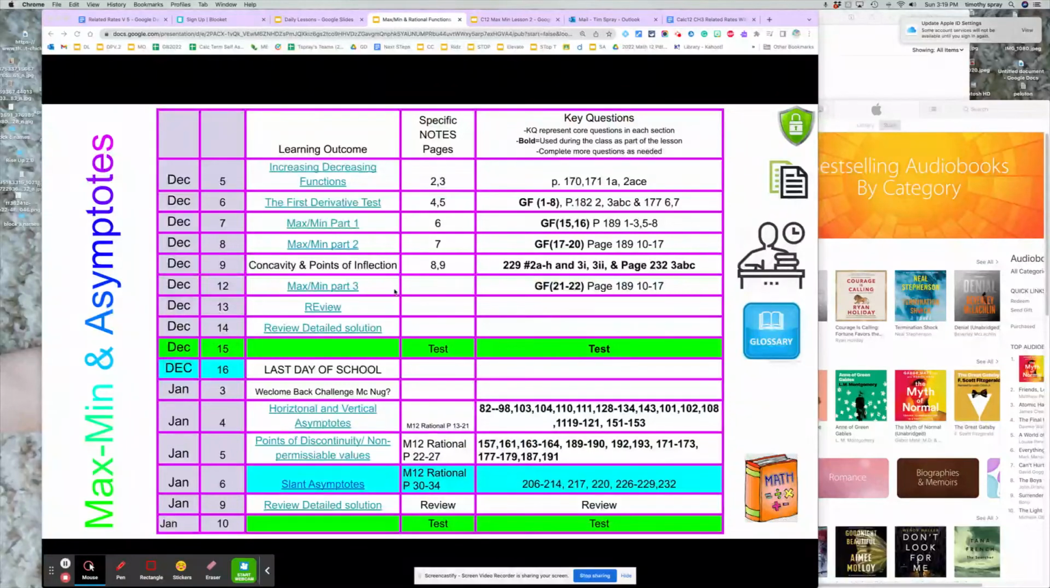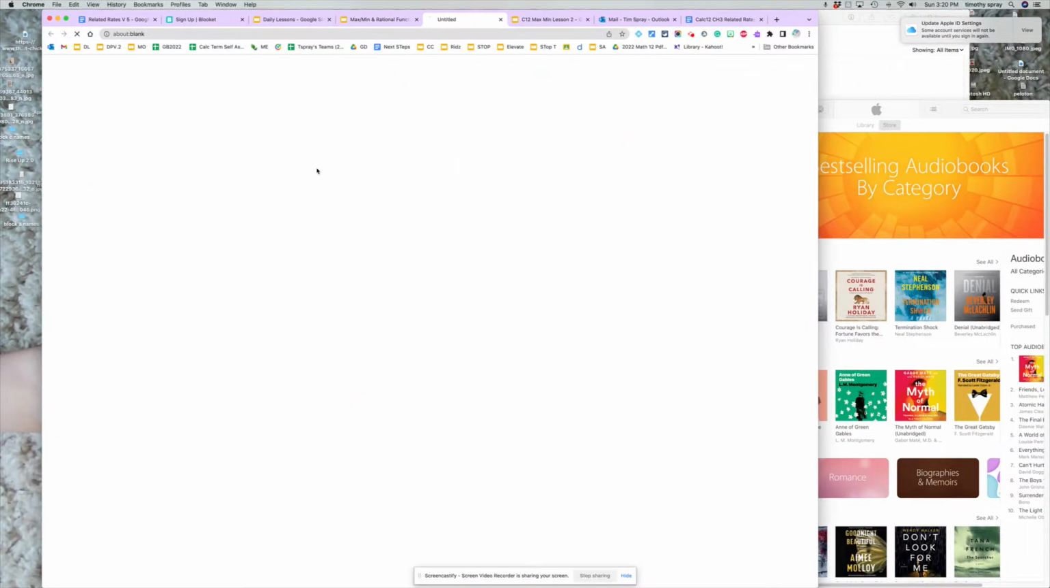Okay, friends, welcome to the first lesson of the Max Min chapter. This is chapter 4 or 5, and today we're going to look at and review polynomial functions and also learn some new vocabulary, with the intent of having a graphical visual for the Max Min optimization problem, which is down here. Okay, so here we go. Let's get in.